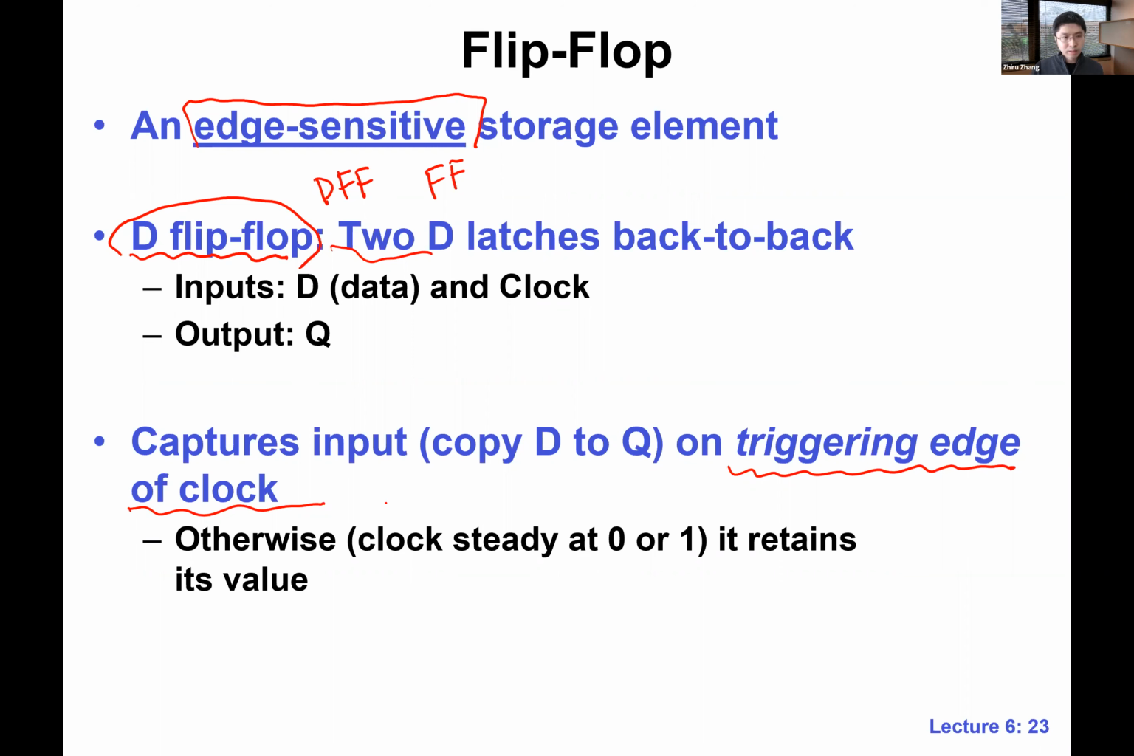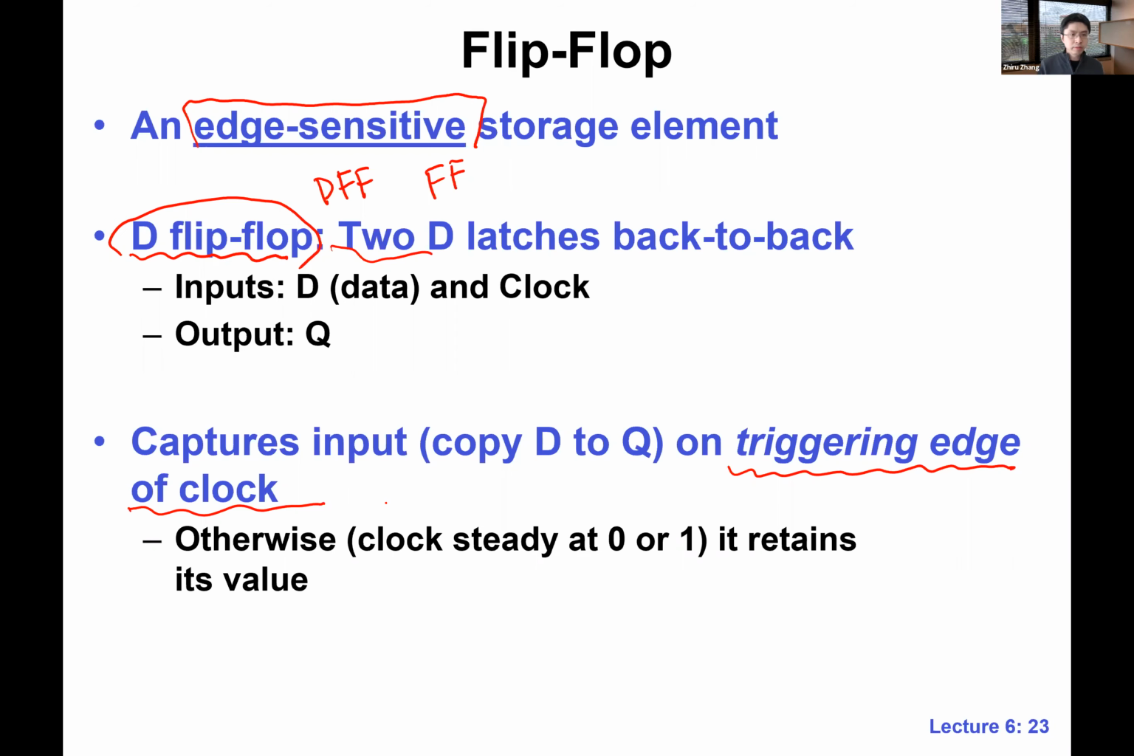It sounds sort of tricky, right? But it somehow manages to do that. It's an edge-sensitive device. If it's not at the edge, regardless, and for now let's just assume the triggering edge is a rising edge, the D flip-flop is going to hold its value. It's going to remember the past value. So this is the behavior of the D flip-flop.